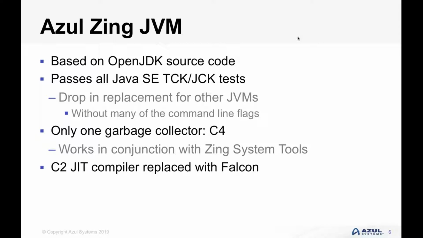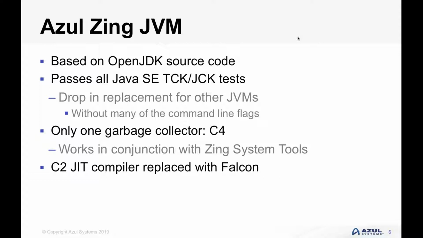The other thing that we've done is, as I say, we've modified the compiler. So rather than using the older Hotspot C2 JIT compiler, we have a completely different compiler, which we've called Falcon. Reason for that is that Falcon is the fastest animal on the planet, so we decided that we're going to have the fastest JIT compiler.